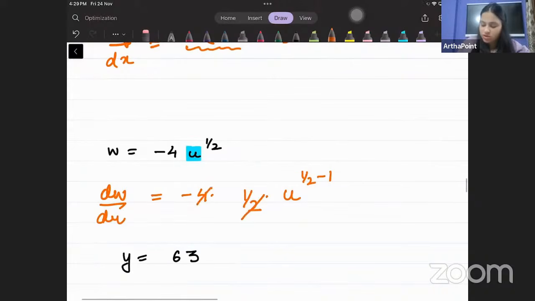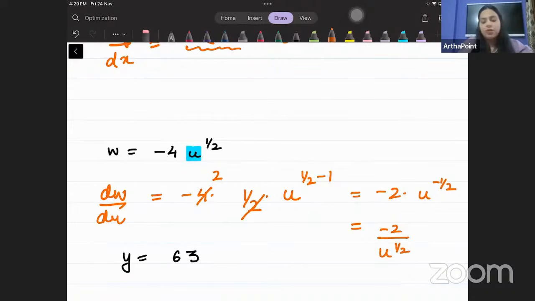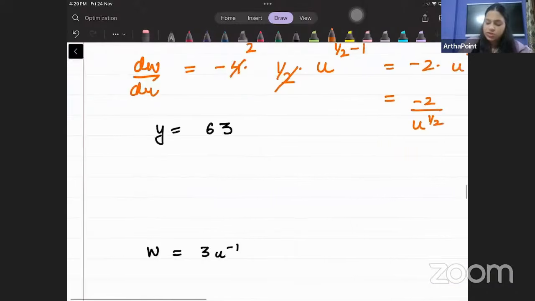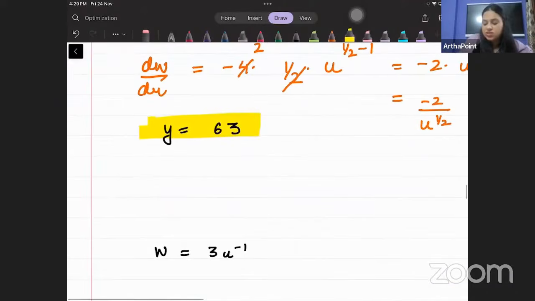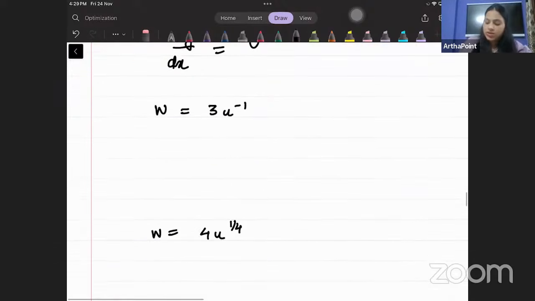So बेटा ये हो जाएगा 2 minus 2 u to the power minus half. Minus 2 u to the power half in the denominator. Beta, do the next question. This is a constant. So differentiation of constant will be 0. हाँ बेटा. Look at the next question.